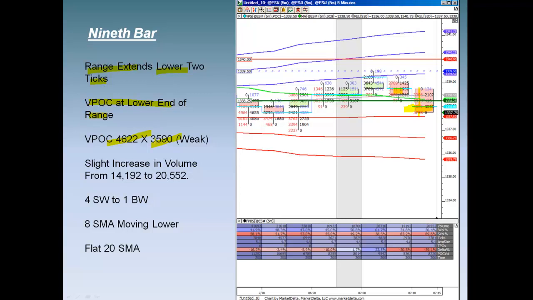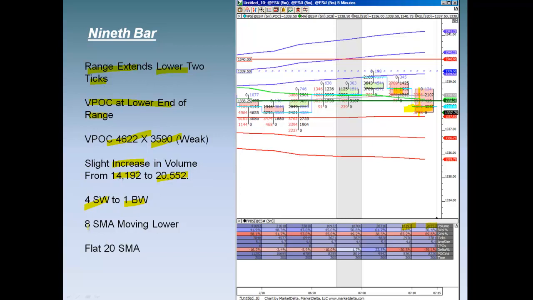This is fairly weak domination. Again, it's just about 900 or so contracts greater than the ask. So it doesn't tell us much here. This one is a rather weak input in terms of who's in control. I have a slight increase in volume from 14,192 to 20,000, as you can see here. I also have 4 sell wins to 1 buy win, so obviously the sellers are dominating.